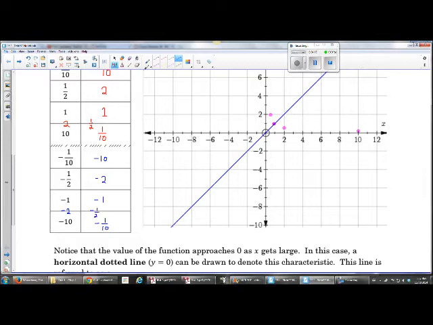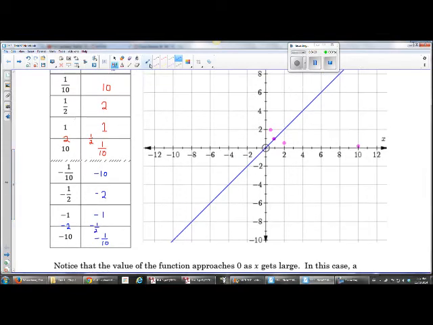So I will now plot those points. When x is negative 1/10, again very difficult to plot, y is negative 10, there-ish. When x equals negative a half, y is negative 2. When x equals negative 1, y equals negative 1. When x equals negative 2, y equals negative a half. And when x equals negative 10, y equals negative 1 over 10.